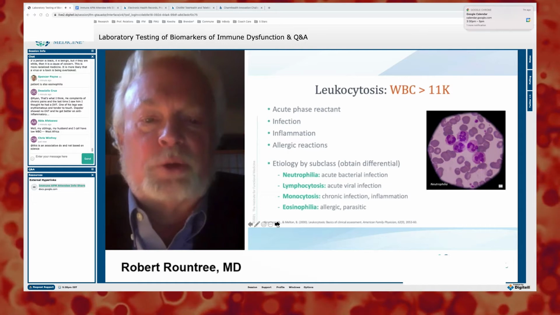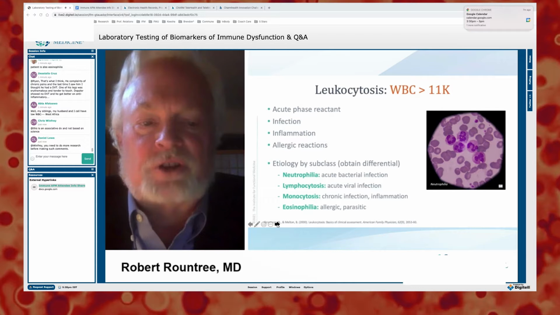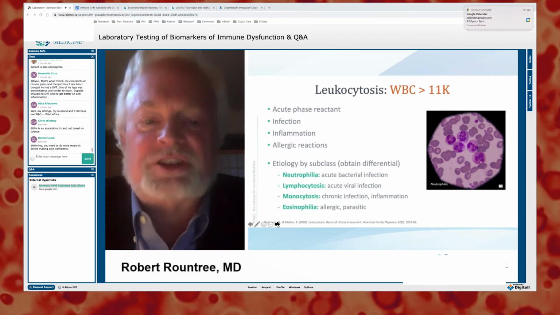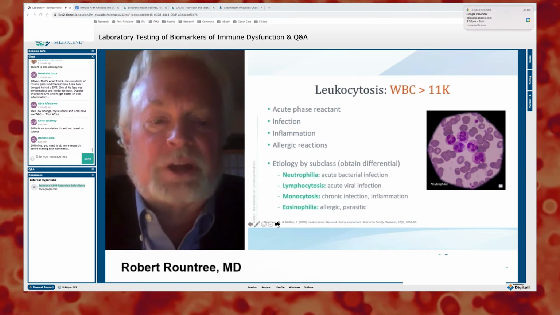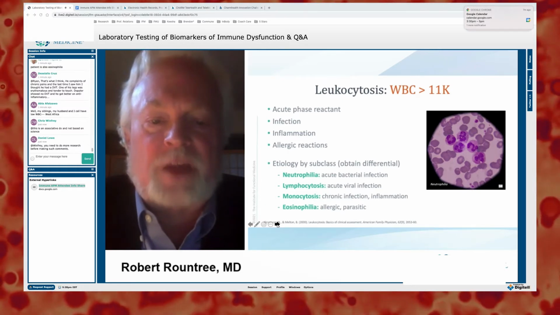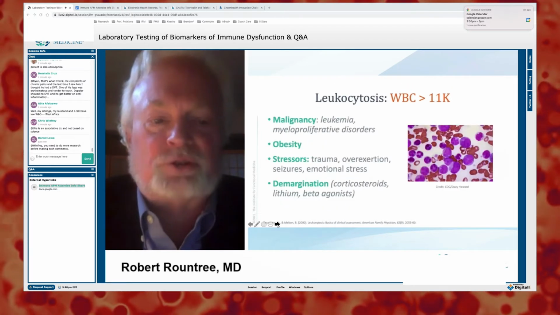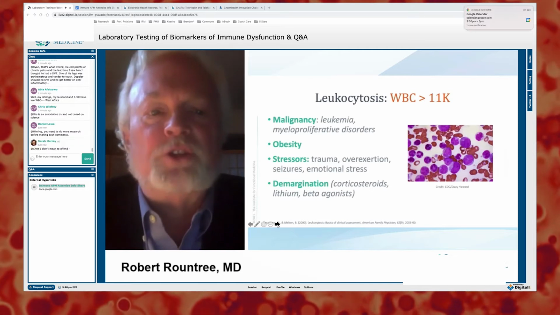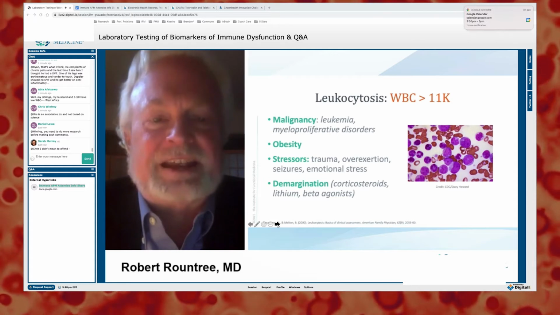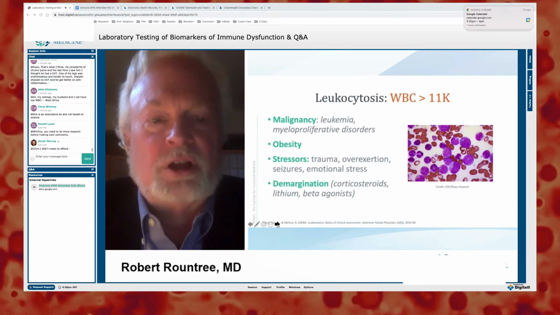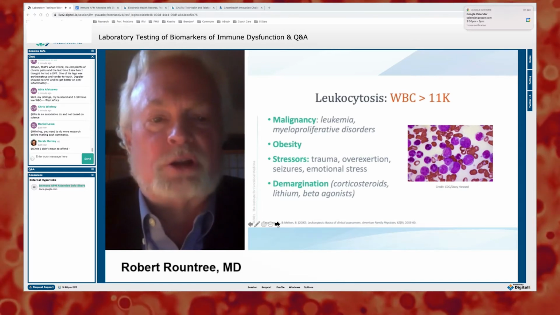In general, though, we would think that a viral infection makes your lymphocytes go up. Any kind of infection or inflammation, monocytes. Allergies and parasites, eosinophilia. I've certainly seen that when I spent a little time working in Africa, where I saw a lot of people with parasitic infections who could have super high absolute eosinophil counts. Other scenarios that make it go up: malignancy, especially leukemia, obesity. We're going to talk about this in a little more detail, because this is where it gets really interesting in using the WBC as a marker.